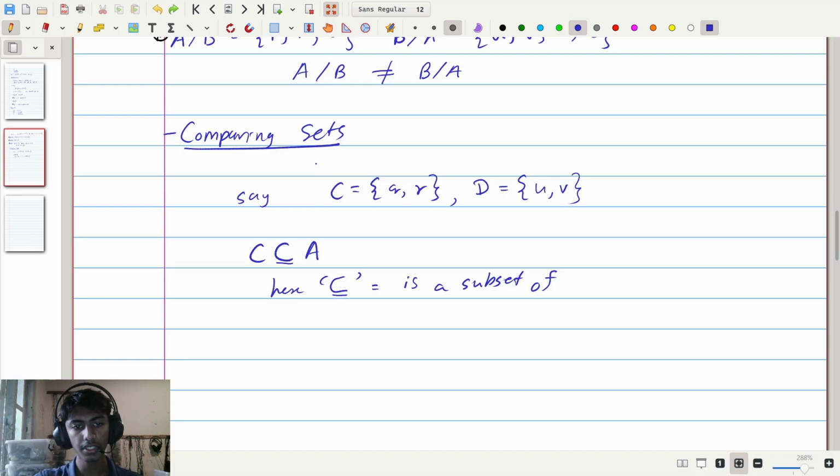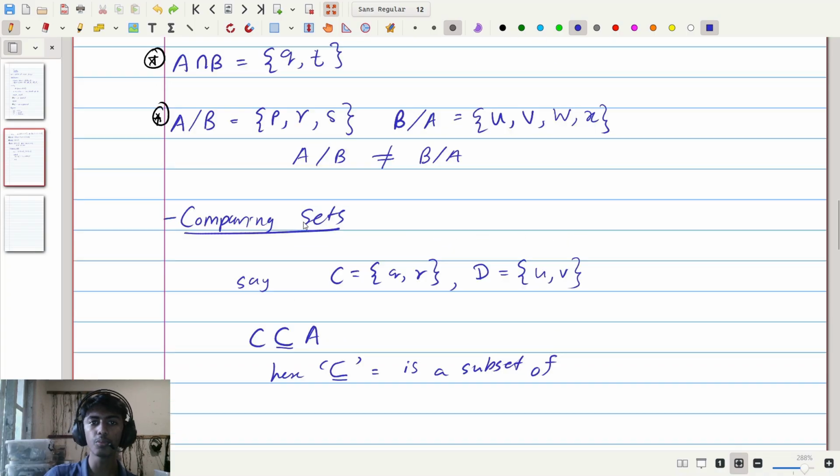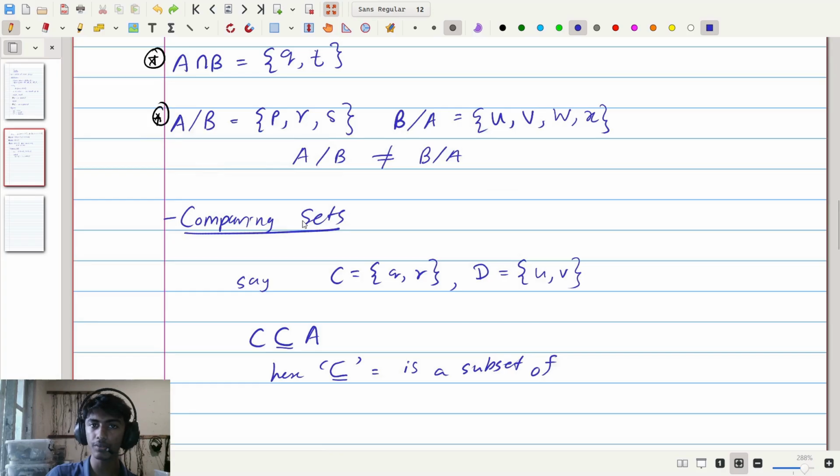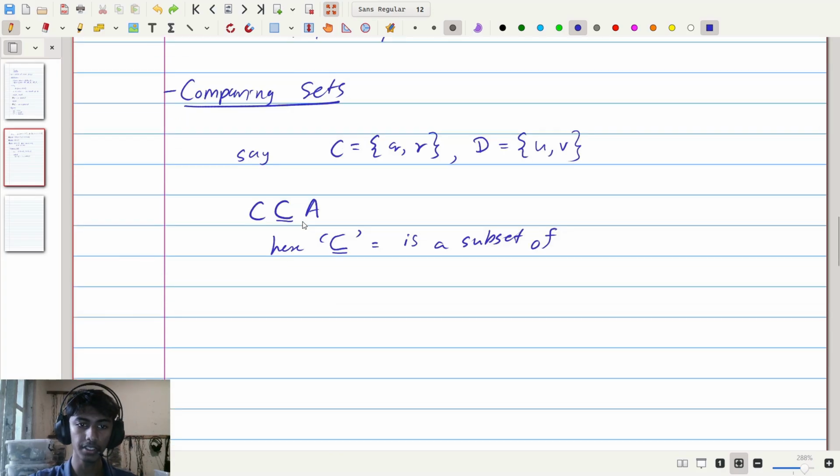So the statement that A is a subset of A is also valid because A is equal to A, and therefore all the elements in A are also in A. If we know that C is smaller than A, but all the elements in C are also contained within A, then we can write that C is a proper subset of A.